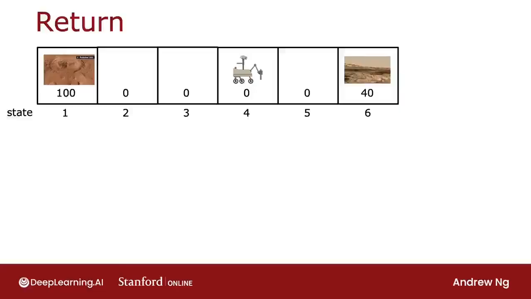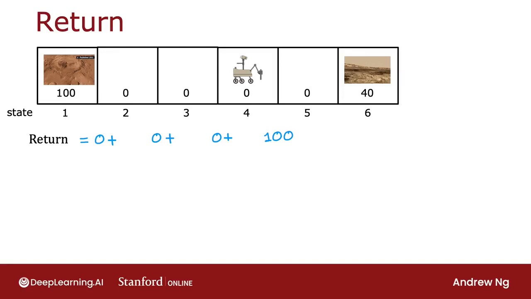Let's take a look at exactly how that works. Here's a Mars rover example. If starting from state 4, you go to the left, we saw that the rewards you get would be 0 on the first step from state 4, 0 from state 3, 0 from state 2, and then 100 at state 1, the terminal state. And so the return is defined as the sum of these rewards, but weighted by one additional factor, which is called the discount factor.